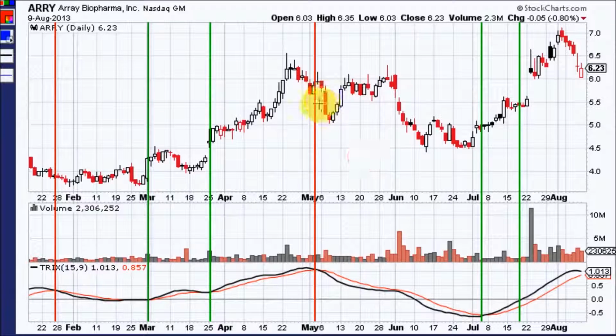That was right before the break of support. So that was early warning that the stock might be going down. Okay, then the Trix goes down towards the zero line. Right here it crosses down through the zero line, which is also very bearish, and the stock goes down.